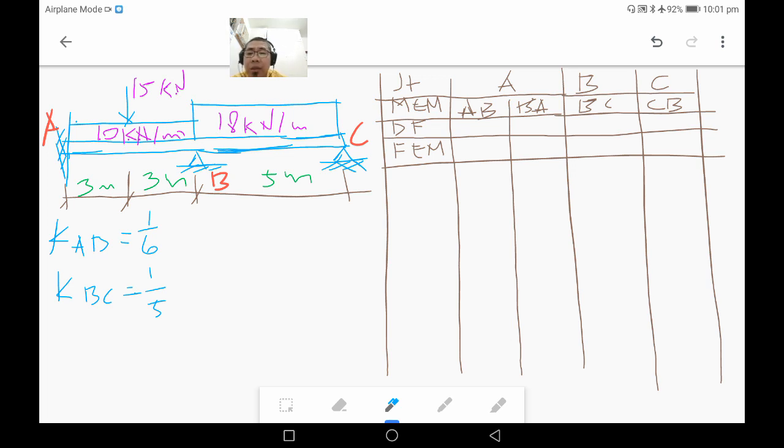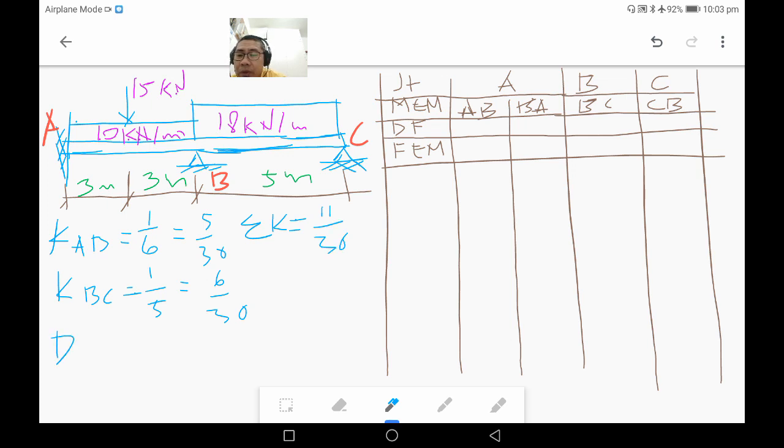Then, to sum that, we need to find the least common denominator, and I think the least common denominator is 30. So this will become 5 over 30, and this one will become 6 over 30. And of course, the summation of K is 11 over 30. You will notice that the 30 will cancel out. So for example, 5 over 30 divided by 11 over 30 will cancel out. For the distribution factor, we put the summation of K on top, which is 11 over 30.